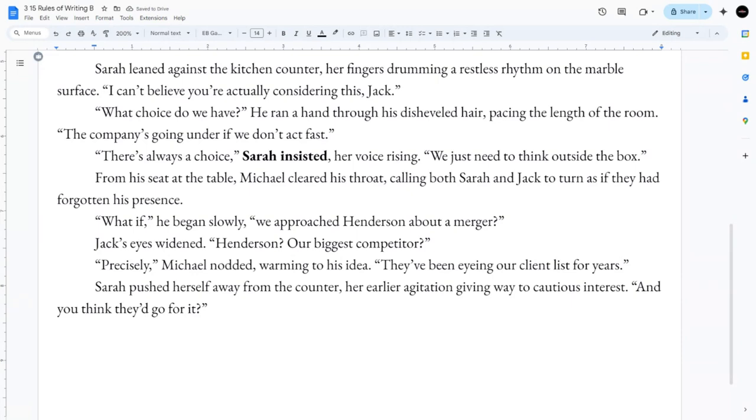Okay. I think this is where I would use a dialogue tag, because Jack's eyes widen. "Henderson, our biggest competitor." And then Michael's like, precisely. And then Sarah's like, and you think they'd go for it? So we just want to clarify. I should put that in quotes. "It's worth a shot." So this is where I would go, Michael replied with a shrug. I added a little bit more to that. Michael could have said, it's worth a shot, Michael said, shrugging, but I like Michael replied with a shrug. And we know it's Michael. I think we need him to say something else. "Better than selling off assets piece by piece, isn't it?"